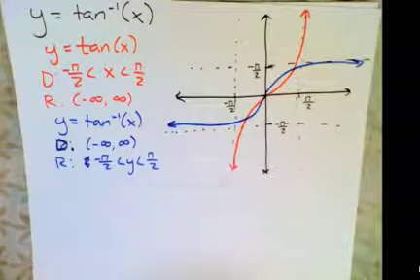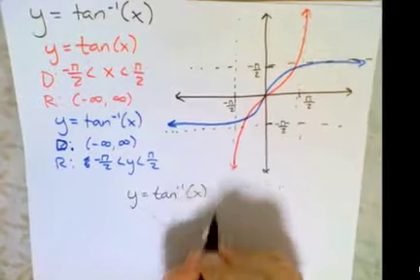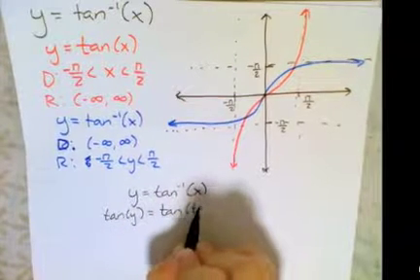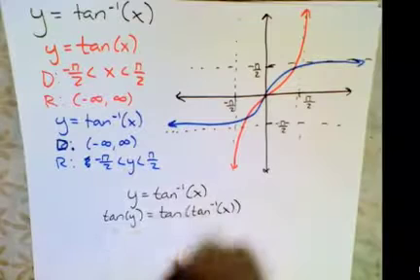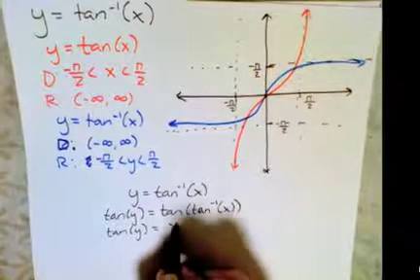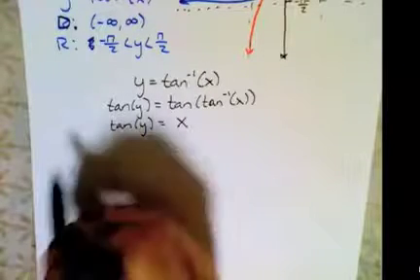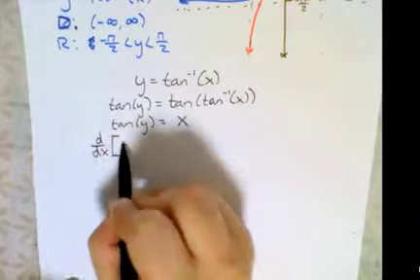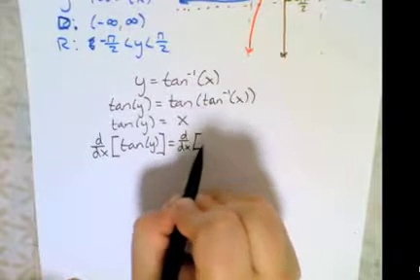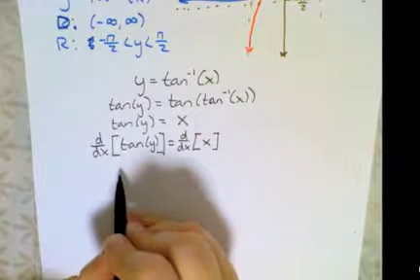Now let's talk derivative. y equals the inverse tangent of x. I'm going to take the tangent of both sides. Tangent of the inverse tangent of x. So that means that the tangent of y equals x, since the tangent and the inverse tangent cancel themselves out. Sweet. All right, now I'm going to take the derivative in terms of x of both sides, so of the tangent of y and of x.